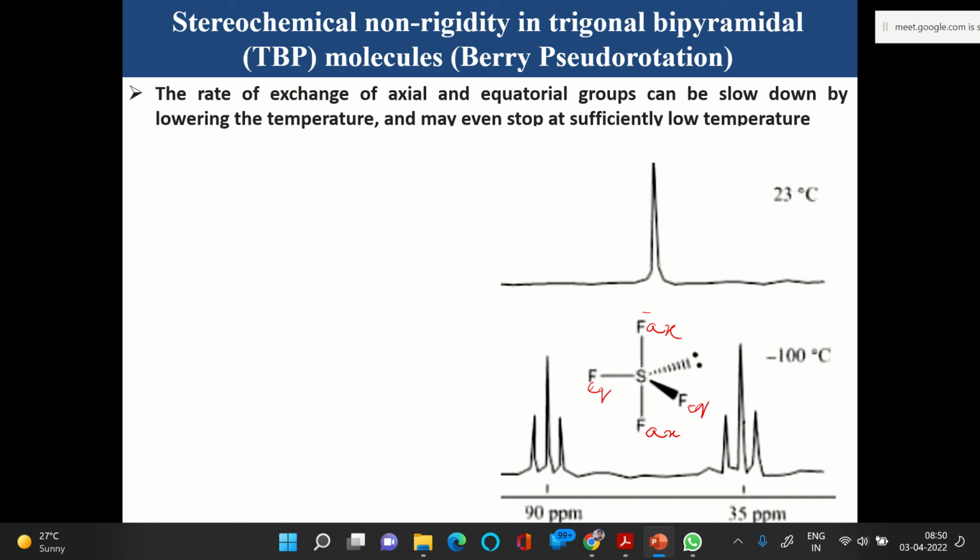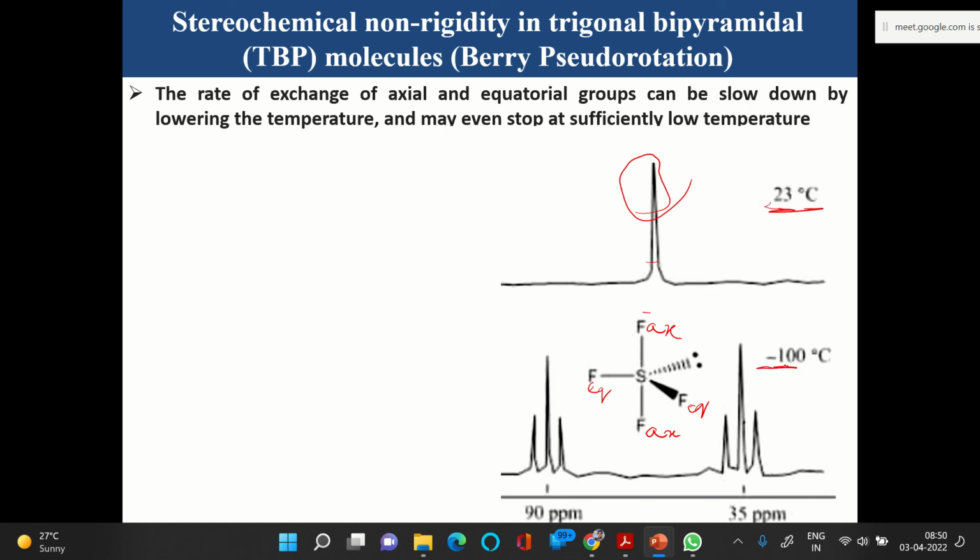So all fluorines are equivalent due to this pseudo rotation, and they all have the same Larmor frequency, so they appear at the same position on the chemical shift scale. In the NMR spectrum, you plot chemical shift on the x-axis and they appear at one position because they all have one Larmor frequency which remains unaffected. So this is the normal case at room temperature.